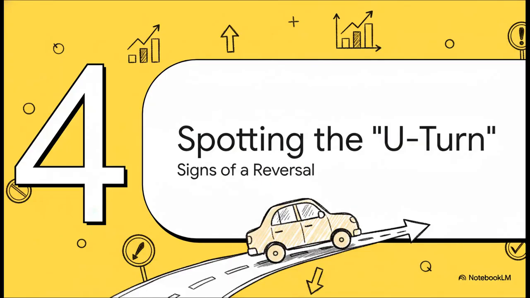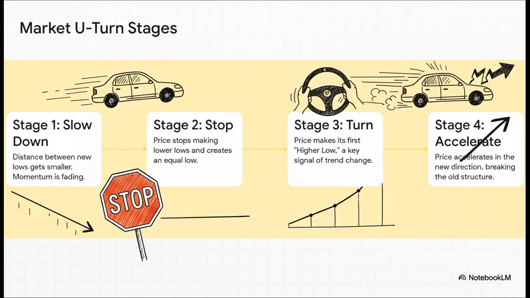Now, beyond just rules, you can also learn to read the signs of a real market reversal. The source material has this fantastic analogy for it. It's just like making a U-turn in your car. Just think about it for a second. When you make a U-turn, you don't just yank the wheel, right? Of course not. First, you slow down. In a market downtrend, that's when the new lows start getting closer together. Momentum is fading. Second, you stop. The price stops making those lower lows and makes an equal low instead.